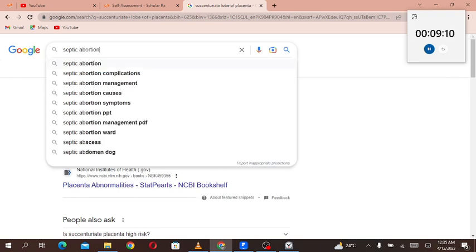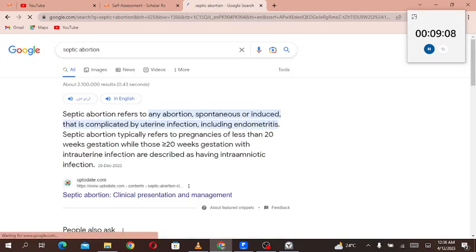Septic abortion refers to any abortion, spontaneous or induced, that is complicated by uterine infection, including endometritis. Septic abortion typically refers to pregnancies of less than 20 weeks gestation, while those of more than 20 weeks of gestation with intrauterine infection are described as having intra-amniotic infection.